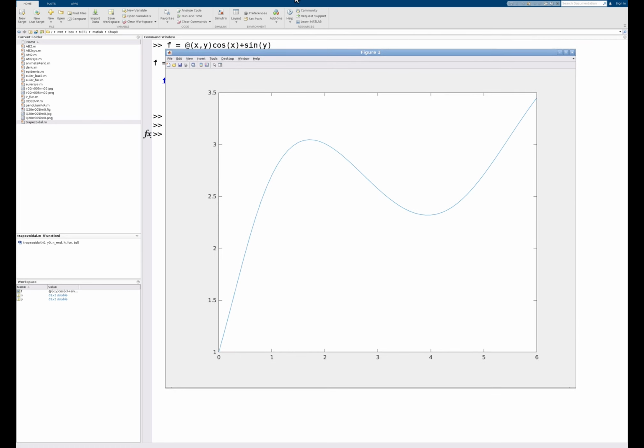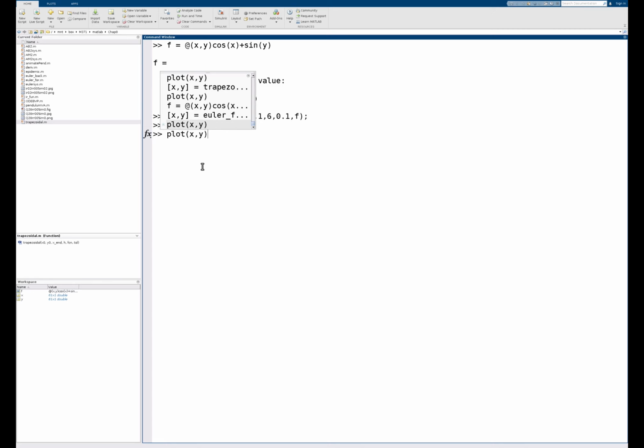Okay. Now let's try it with the same, first of all, let me put a hold on. So let me hold the picture so I can just write over it. Let's change the h value to 10 times smaller. So this should give us a much more accurate picture, right?